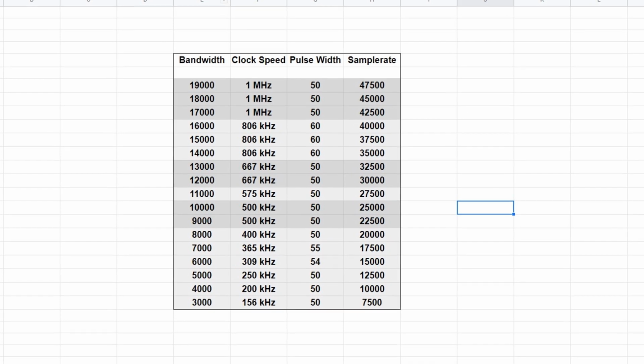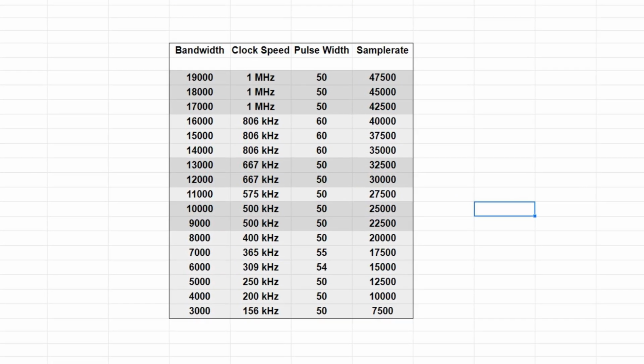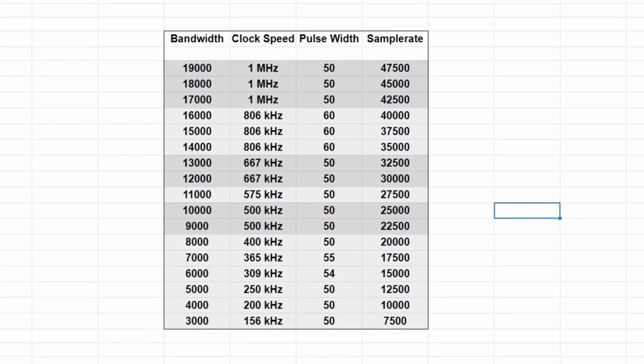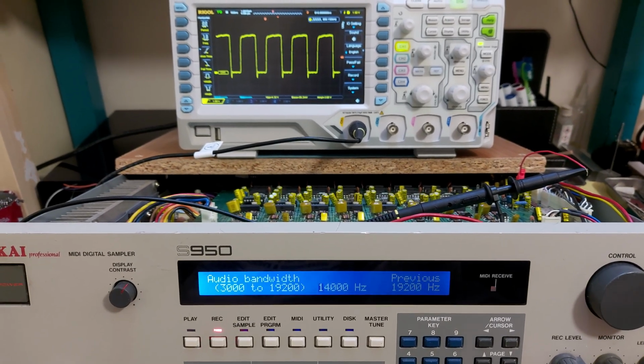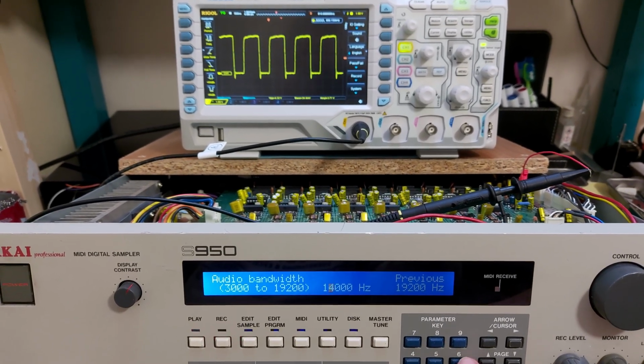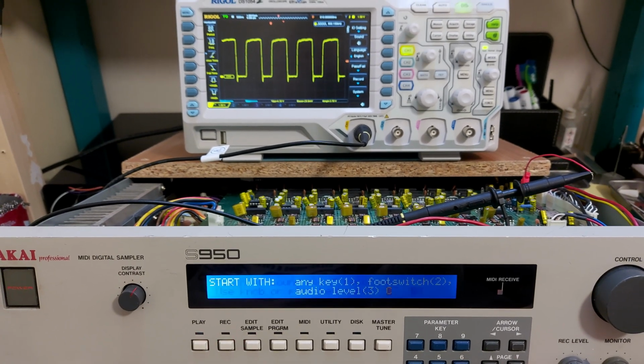To my surprise, clock speed and thus filter cutoff frequency changes in steps every approximately 2 kHz. This means that the cutoff frequency of a filter for a sample at, let's say, 16 kHz is the same as for a sample at 14 kHz.